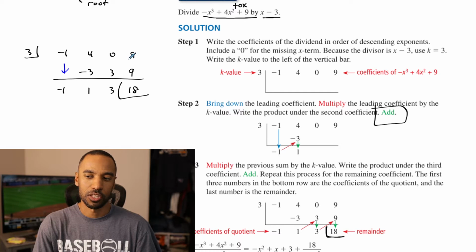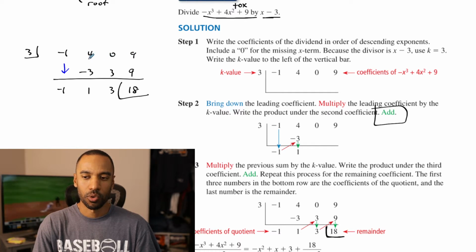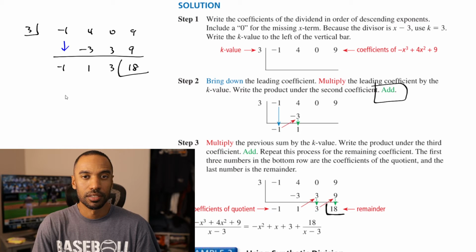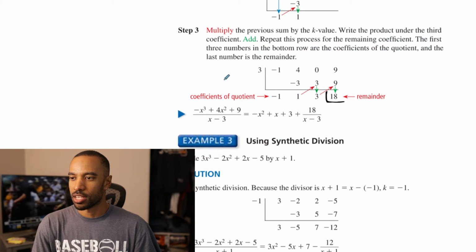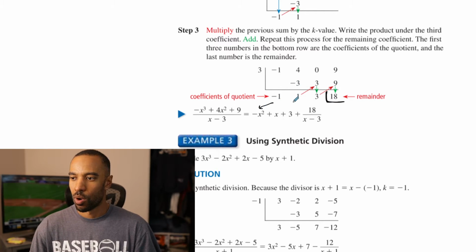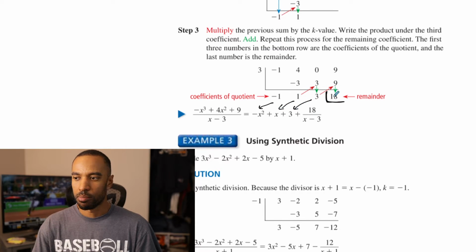So, remember how I said this was the constant term and you work upward? Constant, linear, quadratic, cubic. Now, this is constant, linear, quadratic. There's no more cubic. This is the remainder. So, I'll keep going with what they state. The first 3 numbers are the coefficients, last is the remainder. So, -1x squared, boom, plus 1x, boom, plus 3, boom, with remainder of 18.